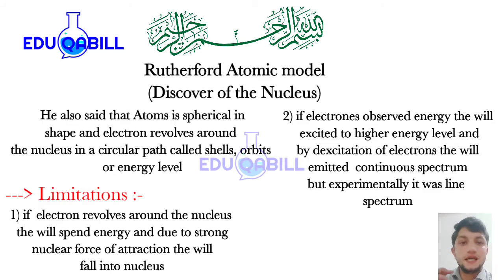Rutherford also said that the atom is spherical in shape and electrons revolve around the nucleus in a circular path called the shell or orbit. But there are a lot of limitations in this model.